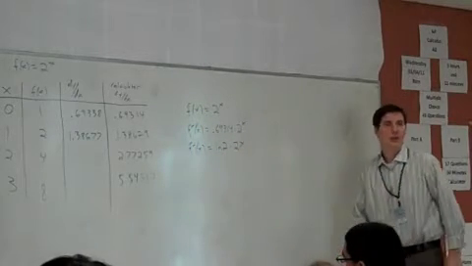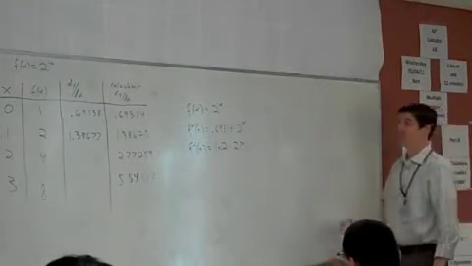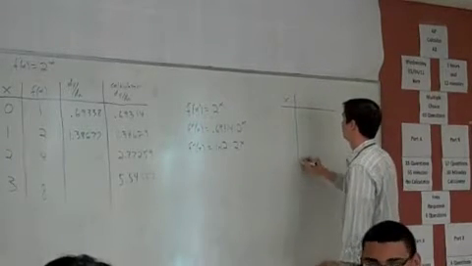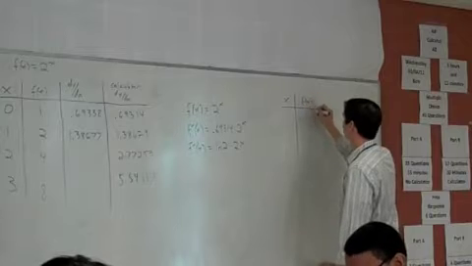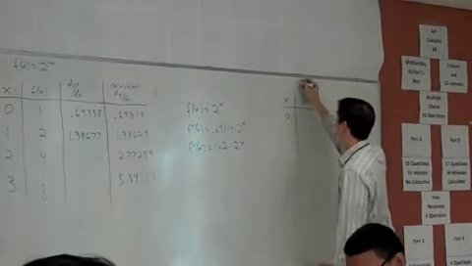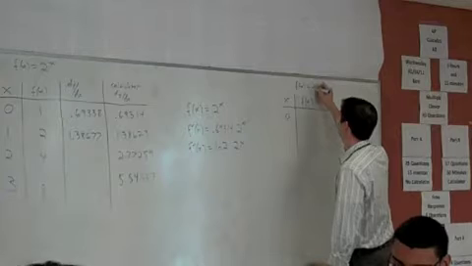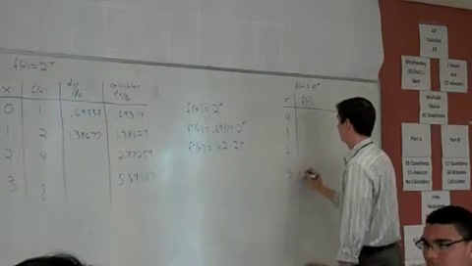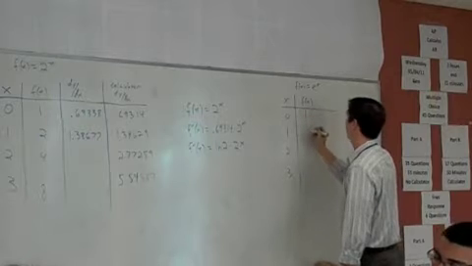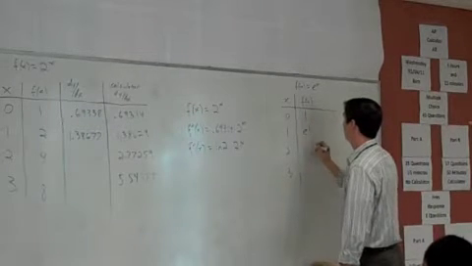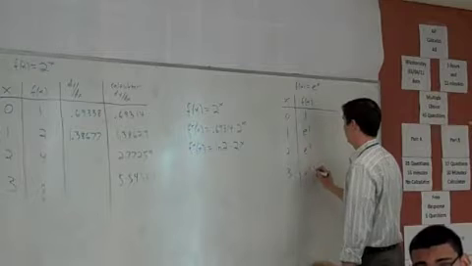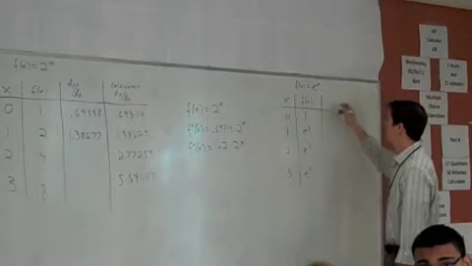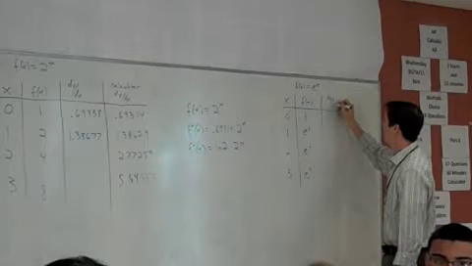Let's try another one. Why don't we try e to the x? f of x equals e to the x. 0, 1, 2, 3. This would be 1. This would be e to the 1. This would be e squared. This would be e cubed. Graph e to the x and tell me the derivative values on the calculator.